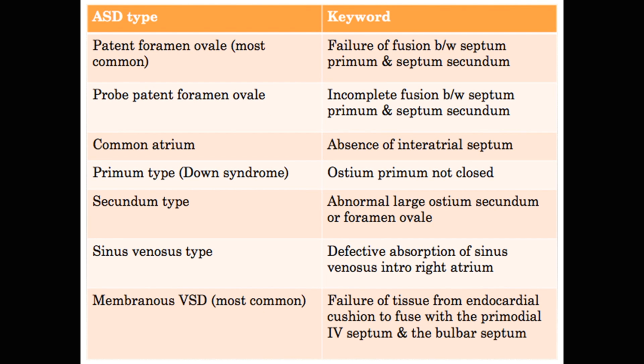Here are some of the different types. Definitely check out our files to get this chart, or just pause the video and write them down. It's very helpful for understanding why. Exact definition: primum type, often found in Down syndrome, ostium primum not closed. Also, the endocardial cushions are also a problem with Down syndrome.